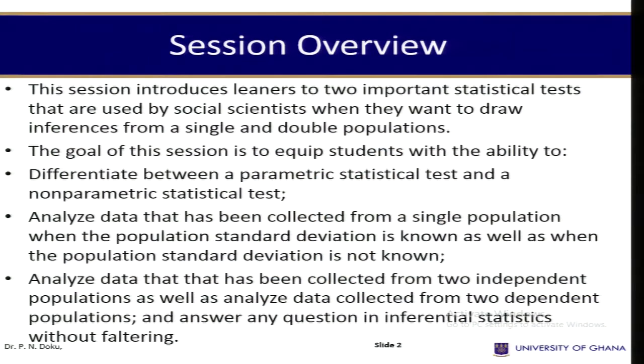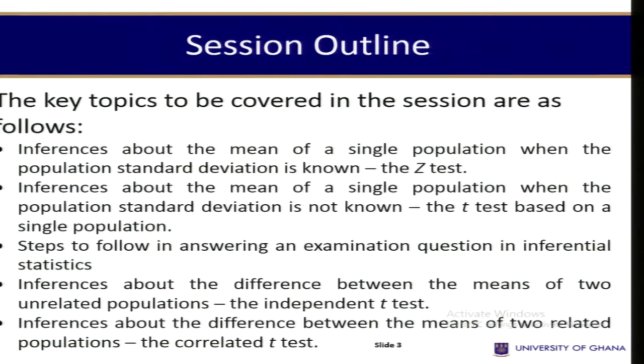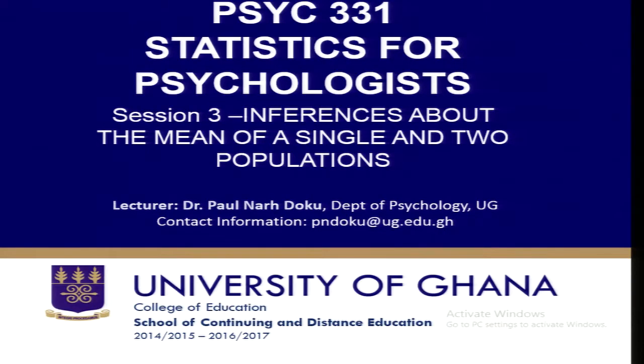It's also to equip you to be able to analyze data that has been collected from a single population, and also for you to be able to analyze data that has been collected from two independent populations. So that is basically what we will be looking at in this third section. In other words, we'll be looking at inferences about the mean of a single population and inferences about the mean of two populations.